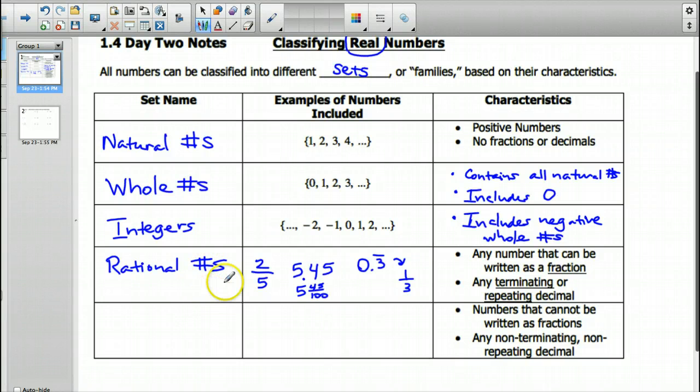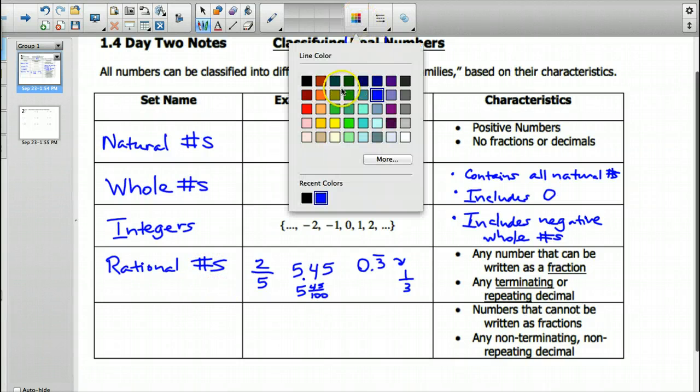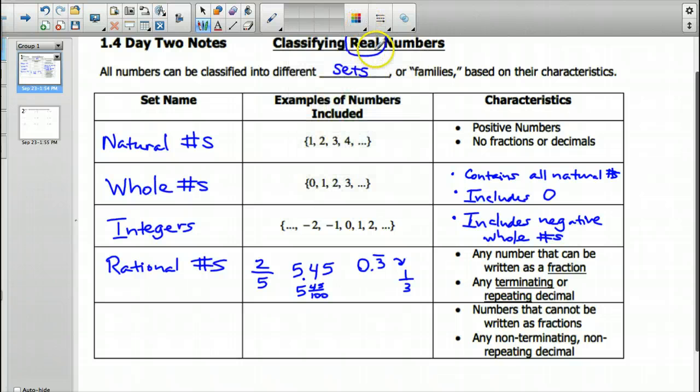The last set that we're going to talk about, and this set does not include anything before it, so I'm going to do this in a different color just so you can see that. This set does not include the naturals, the wholes, integers, or rationals. This is what we call the irrational numbers. And so if you're irrational, that means you're not rational. So it's going to include all of the numbers that are not in this rational number set.